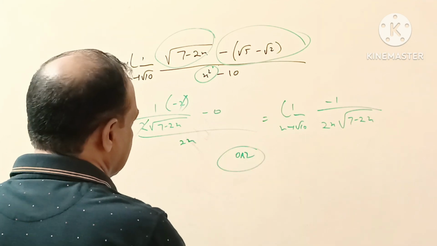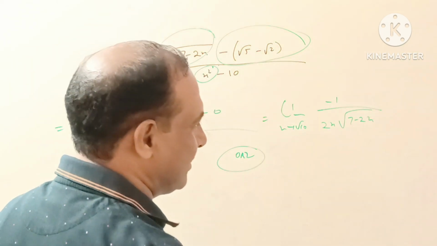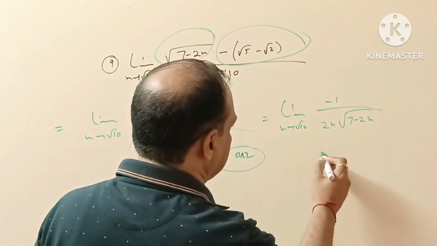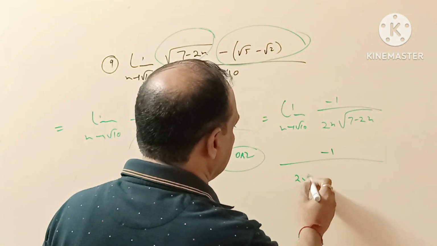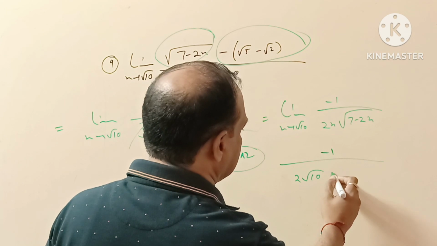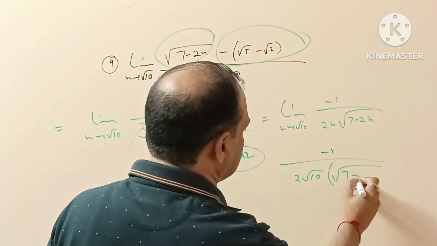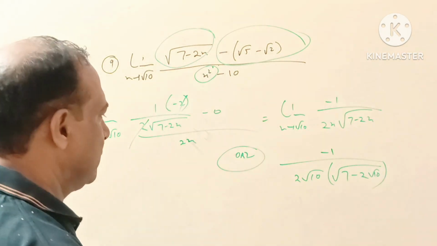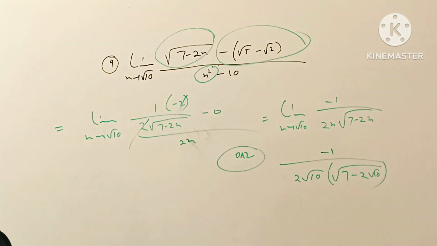Here in this case the L'Hospital rule is already used. Now you have to apply the limits, and on applying the limits you will have minus 1 over 2 times under root 10, and this is under root 7 minus 2 root 10. This is the required answer. But you can simplify this further. How will you simplify it?